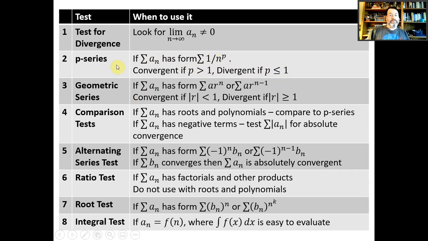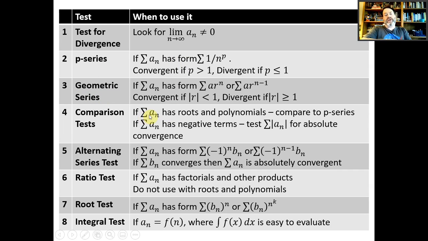So any constant multiple of a p-series, just things like that. Geometric series, very similar, right? If it's in the form sum of a r to the n or a r to the n minus 1, it converges for |r| less than 1, diverges for |r| greater than or equal to 1. So these are also the two main comparison series as we saw in Chapter 11. So if you can compare something to a p-series, use either the direct comparison test or the limit comparison test. Same thing with geometric series, right? Direct comparison or limit comparison test.